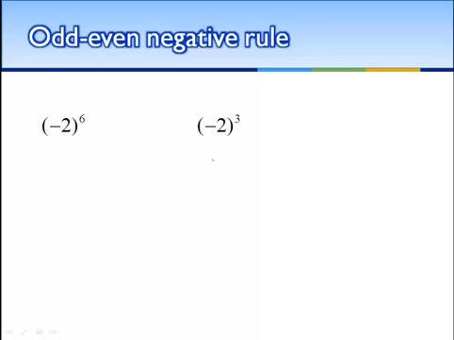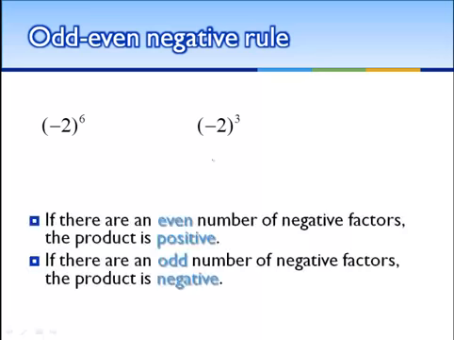Now remember that negatives cancel themselves out in pairs, and for that reason, if there are ever an even number of negatives, then they're all going to cancel out, and your answer will end up being positive. In the second example, where there's an odd number of negatives, most of them will cancel out, but there will be one left over that doesn't have a partner to cancel out with, and so your final answer will end up being negative. In short, if there are an even number of negative factors, your product will be positive. And if there are an odd number of negative factors, your product is negative.